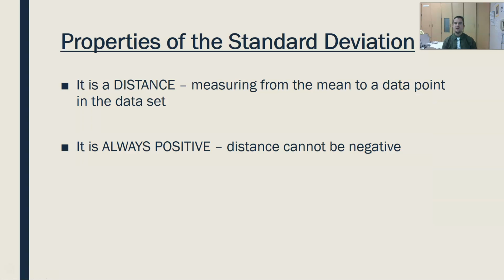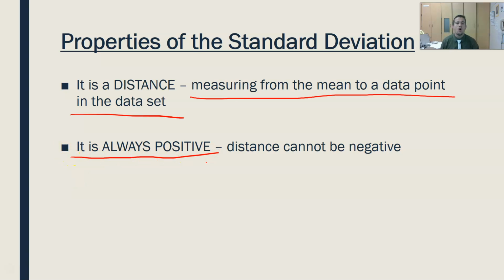Okay, so some things about the standard deviation. First of all, it's a distance, so I'm measuring from the mean to a data point in the data set. When I'm talking about standard deviation, I'm talking about the distance, on average, that a data value is away from the mean, or the middle of that data set. That being said, a standard deviation is always positive. A distance can't be negative.